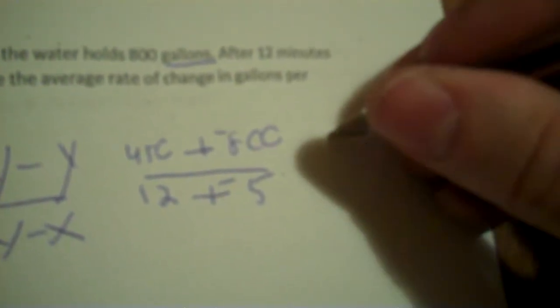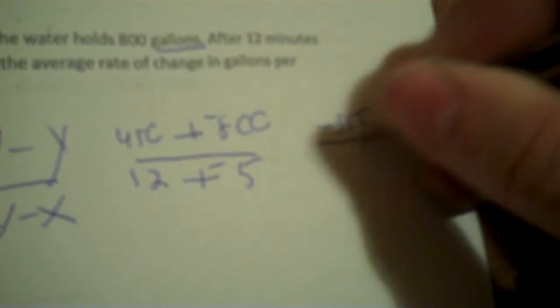450 plus negative 800 is negative 350. 12 plus negative 5 is 7. Now don't use a multiplication chart on a story problem. You just divide it, okay? Negative 50. And that's your answer. Negative 50 gallons per minute. Now that's your answer. Don't write this next thing.